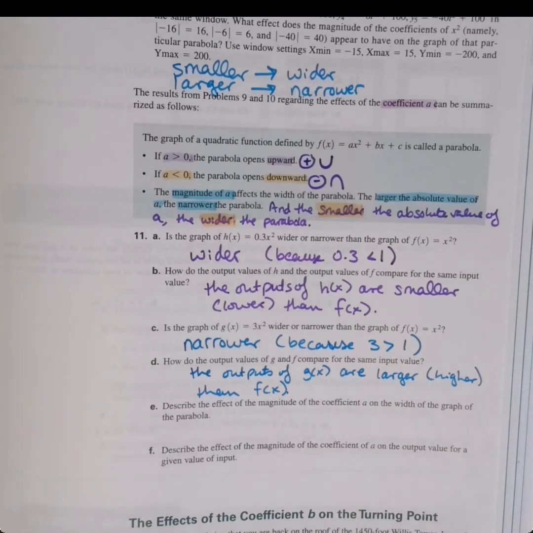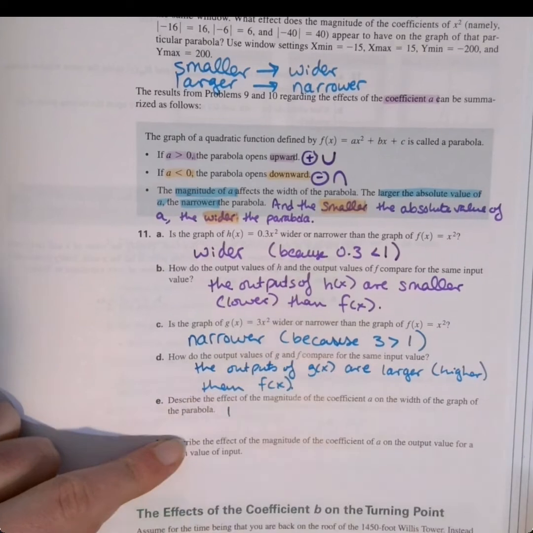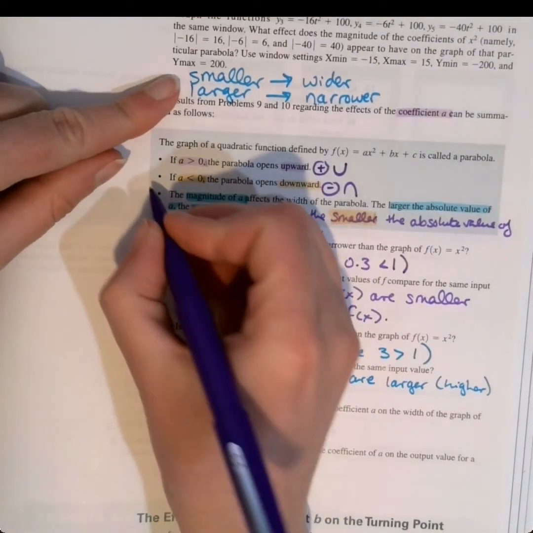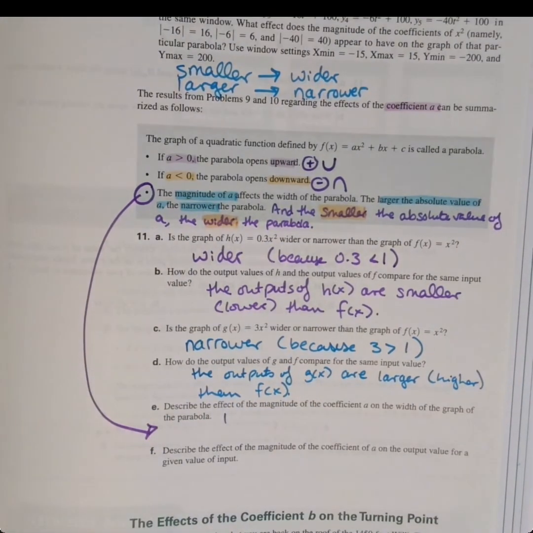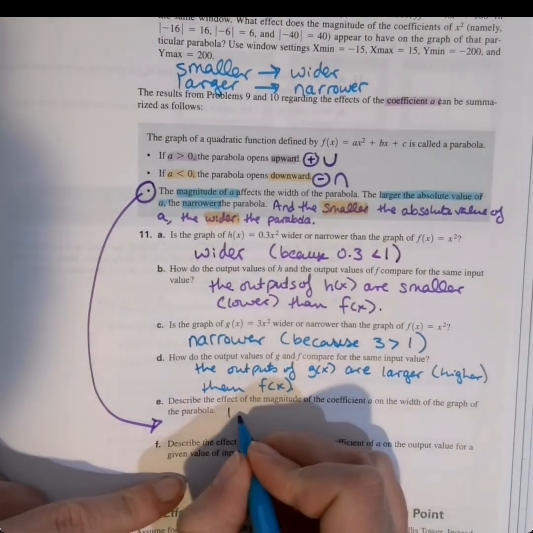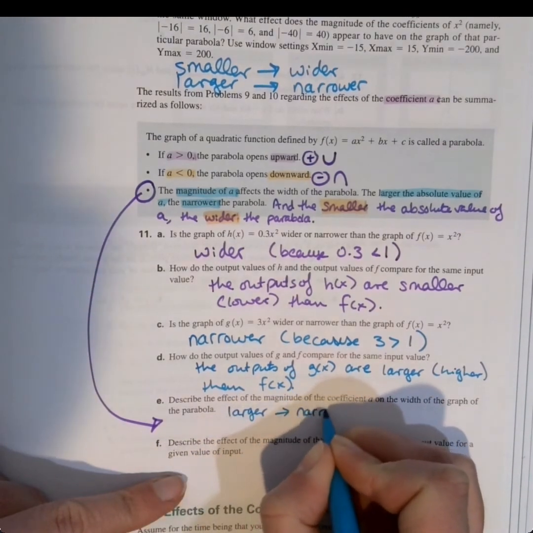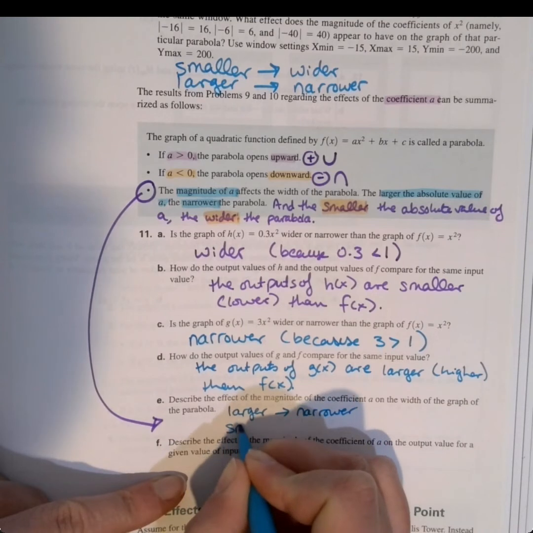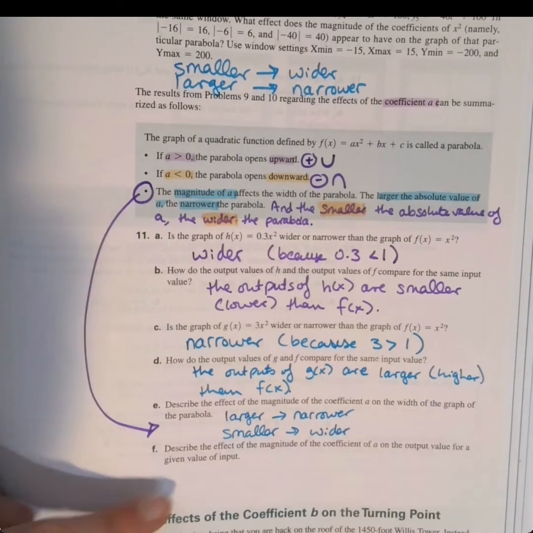Describe the effect of the magnitude of the coefficient A on the width of the parabola. Okay. Can we just draw an arrow and say that this is the effect? The larger the absolute value of A, the larger the magnitude, the narrower the parabola, the smaller the magnitude, the wider the parabola. Okay, so larger makes them narrower, and smaller makes them wider.